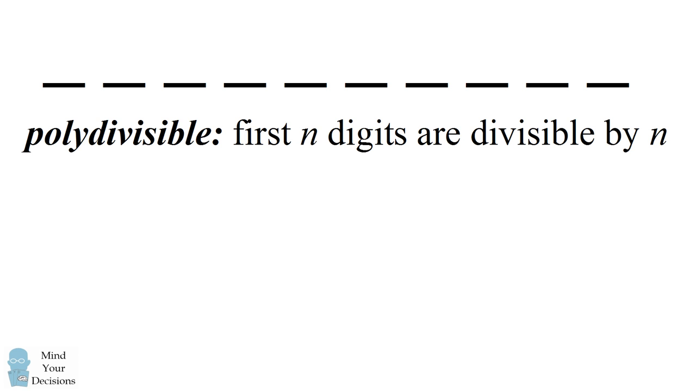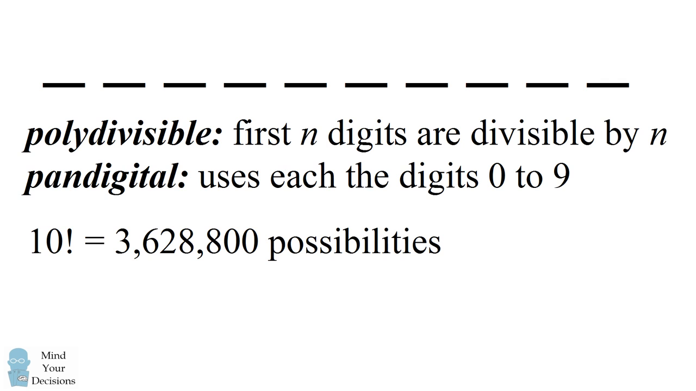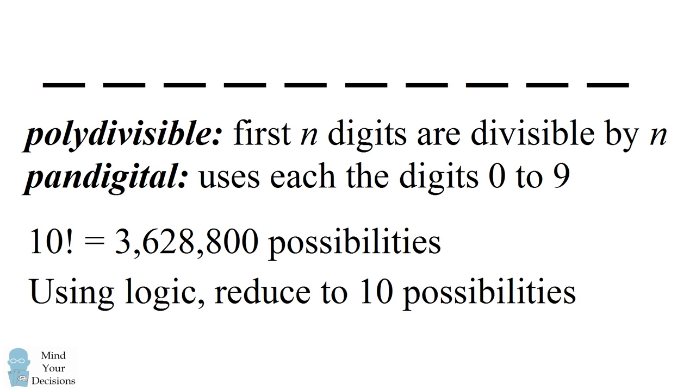There are names for the properties of this number. A polydivisible number has the first n digits that are divisible by n. A pandigital number uses each of the digits from 0 to 9. This puzzle is asking for a polydivisible number that is also pandigital. You could write a computer program to run through all the possible numbers, which will be over 3 million possibilities. In this video, we're going to solve the problem using mathematical logic and reduce this down to only 10 possibilities using the rules of divisibility.